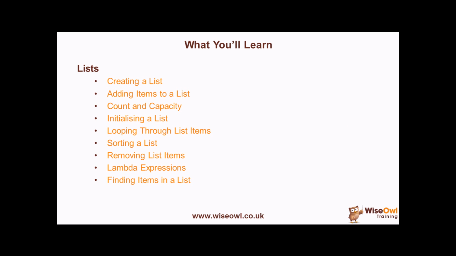We'll explain the difference between the count and capacity of a list and investigate how the capacity changes automatically as you add new items into your list, and also talk about how you can initialize a list to provide some default values before you even begin adding items to it.